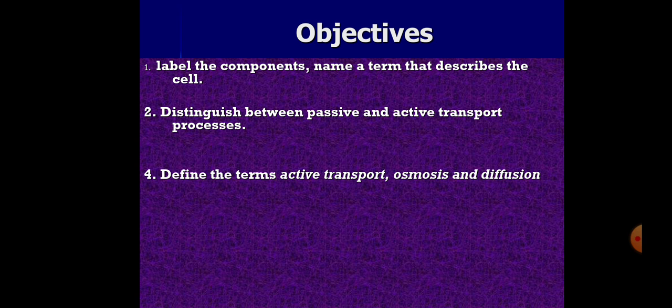The following are the objectives of the course. 1. Label the components and describe the cell. 2. Distinguish between passive and active transport processes. And 3. Define the terms active transport, osmosis, and diffusion. And probably we could here define what cell physiology is.